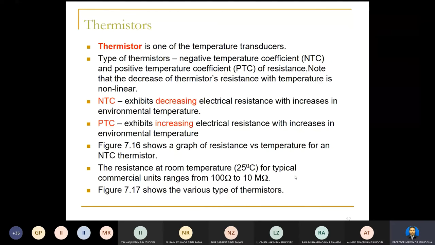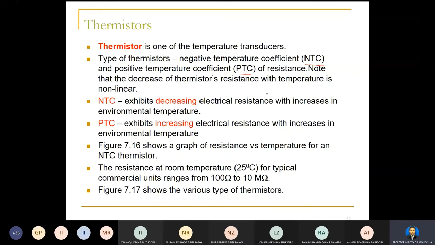Okay, and then we go to the thermistor. You can see on the previous slide I showed some examples of the thermistor, which is very small. The thermistor is one of the temperature transducers, one of the temperature sensors. We have two types of thermistor: the negative temperature coefficient, NTC, or the positive temperature coefficient, PTC, of the resistor. So one is negative, another one is positive.